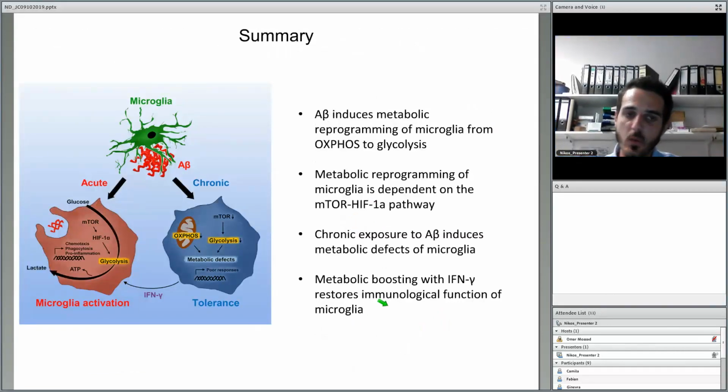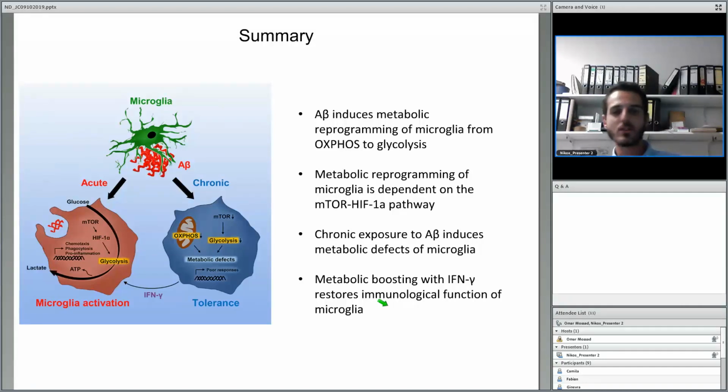So wrapping up, what are the main points and the highlights of this paper is that the A beta seems to induce a metabolic shift of microglia from oxidative phosphorylation to glycolysis, and that is an mTOR HIF1 alpha dependent pathway. On the other hand, the chronic exposure of the A beta induces metabolic defects in microglia cells, and interferon gamma can actually rescue this immunological function of the microglia. And with this, I would like to thank you for your attention. I'm open to your questions.